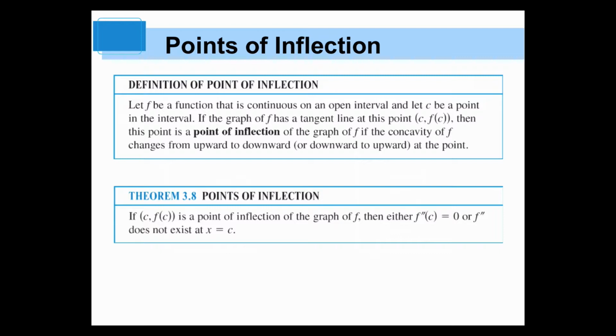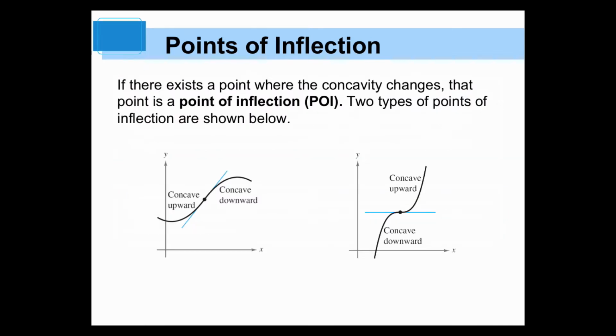You can copy this down, but it doesn't make any sense. Write down what makes sense to you. A point of inflection occurs when the function changes from concave up to concave down, or concave down to concave up. And it looks like this.